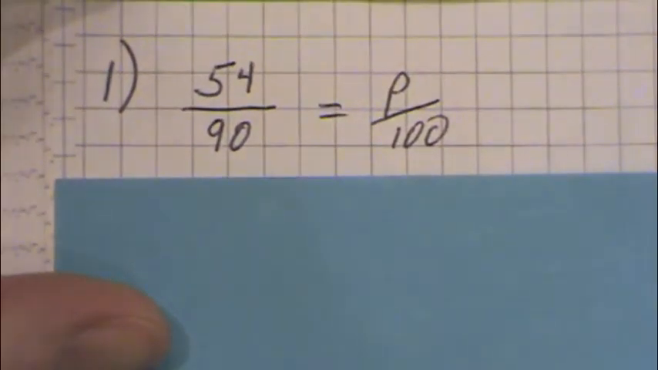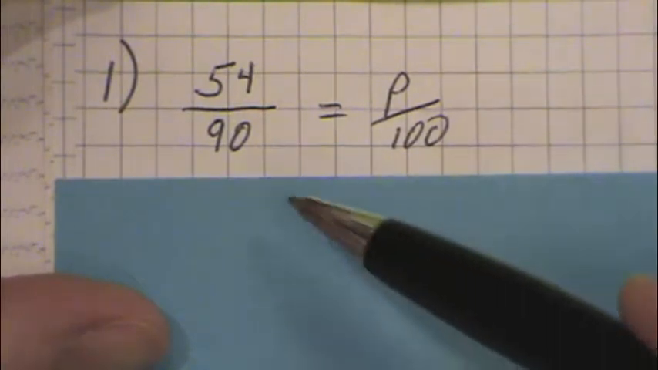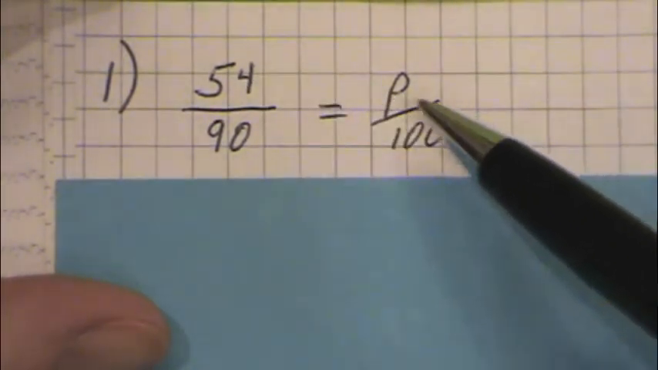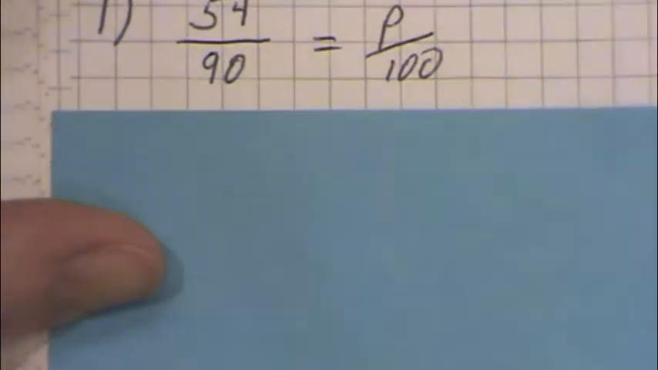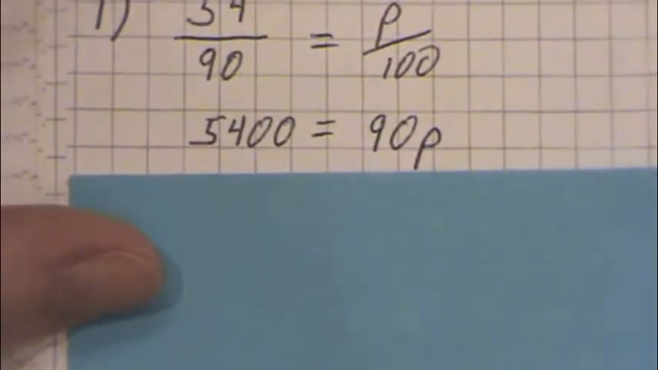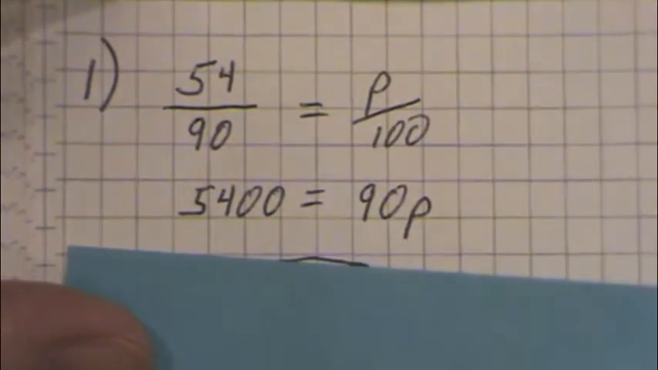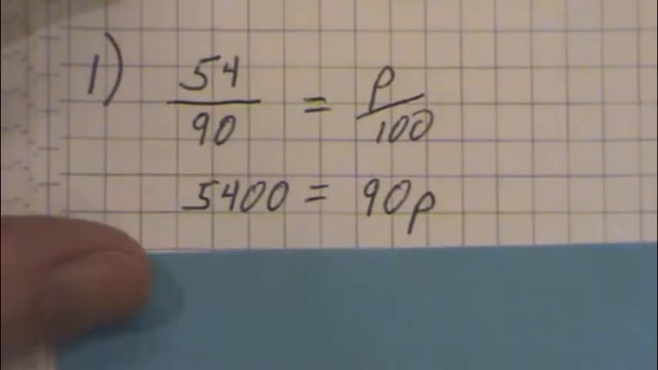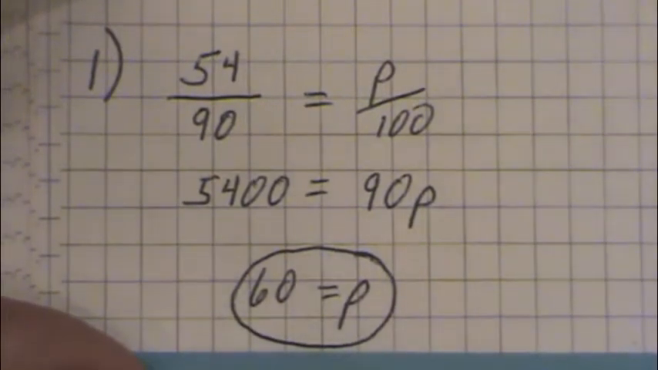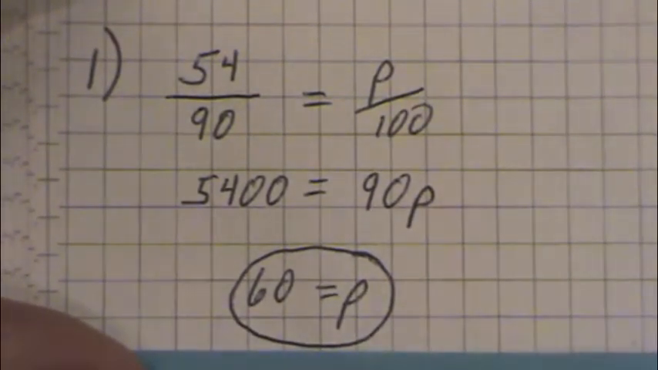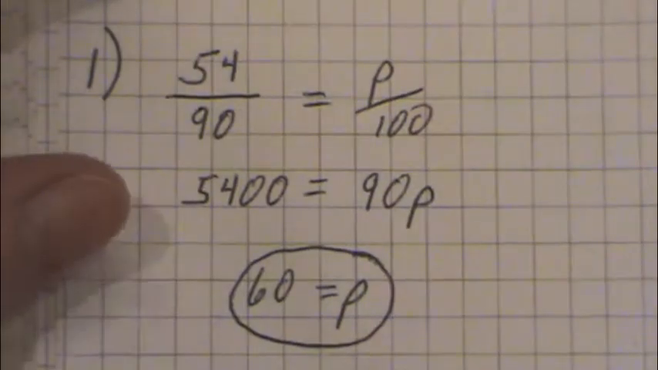The question in the book reads, what percent of 90 is 54? So here's how it fits in the proportion. A over B equals P over 100. Do your cross multiplication: 5400 equals 90p. Then you have to divide each side by 90. You end up with 60 equals p. That's all well and good, right? But what happens if you mess up somewhere? Well, I can show you, because I did.